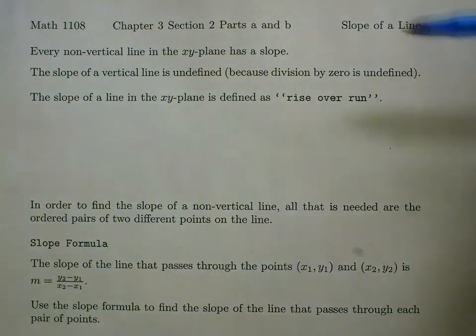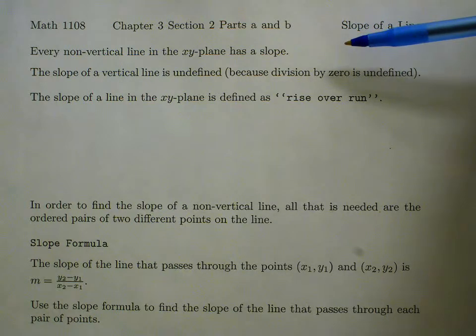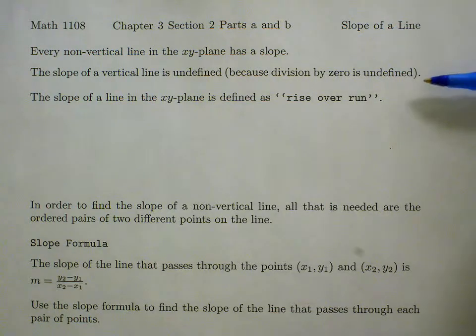Okay, at the top, in the XY plane, every non-vertical line has a slope. And the slope of a vertical line is undefined for the same reason that division by 0 is undefined. The slope of a line in the XY plane is defined as rise over run.